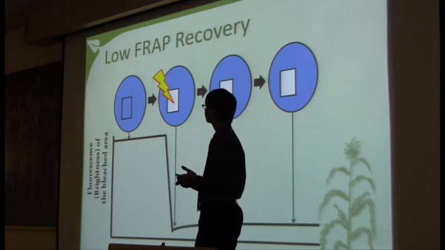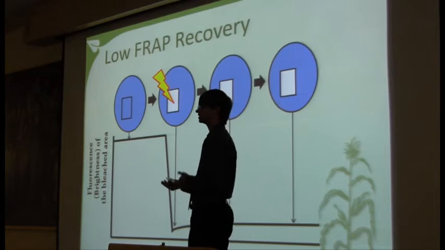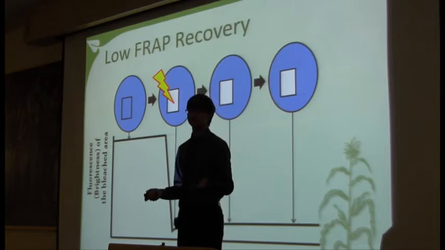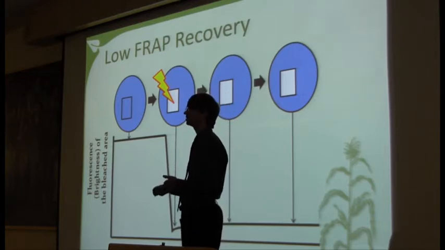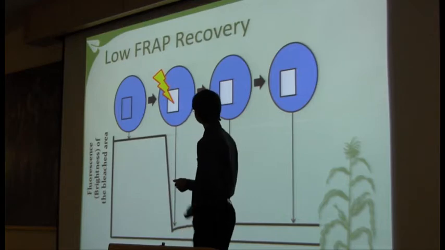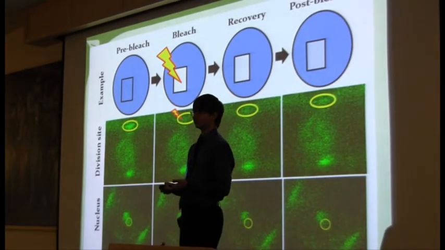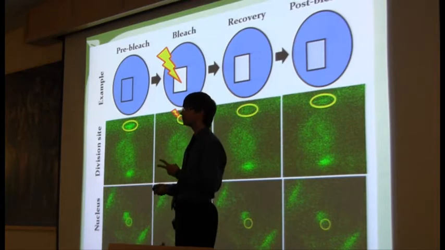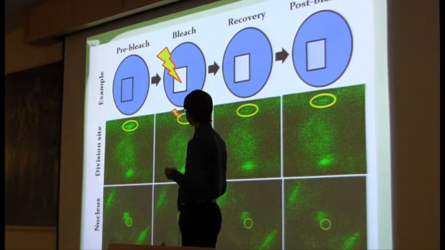However, the opposite is also true. If the protein is very immobile, there's no way for the bleached proteins to exchange with the non-bleached proteins, which means that once it's bleached, it pretty much flatlines. So I used this SRAP experimentation on two main areas, the division site and the nucleus.